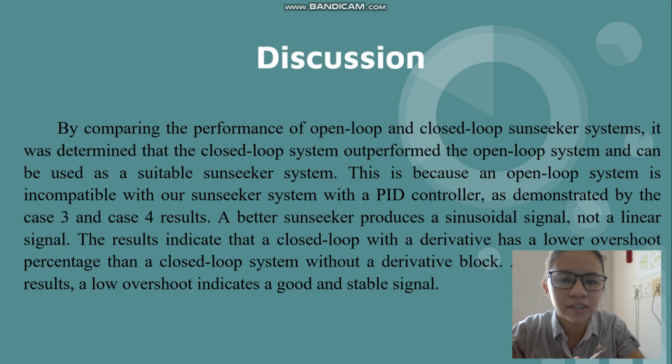A better Sunseeker produces a sinusoidal signal, not a linear signal. The result indicates that a closed loop with a derivative has a lower overshoot percentage than a closed loop system without a derivative block. As a result, a lower overshoot indicates a good and stable signal.